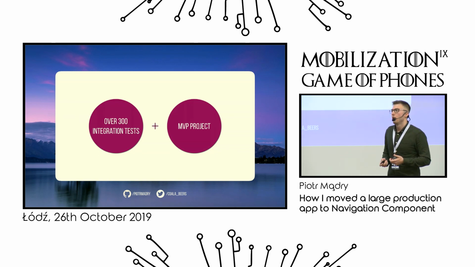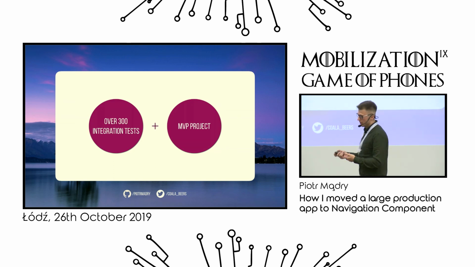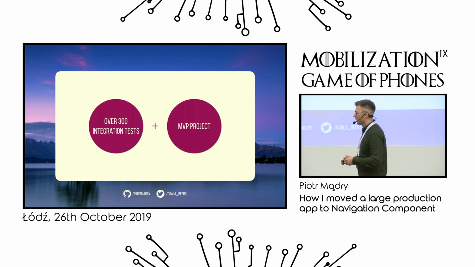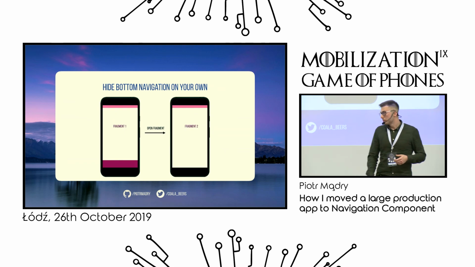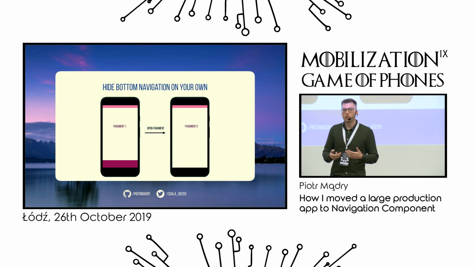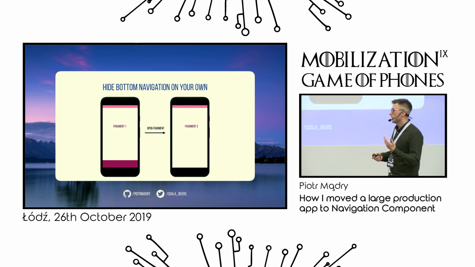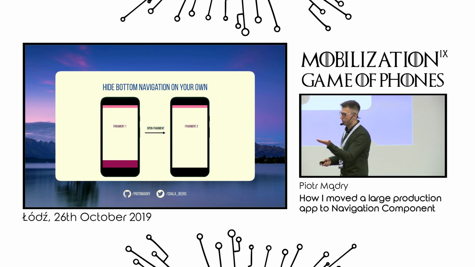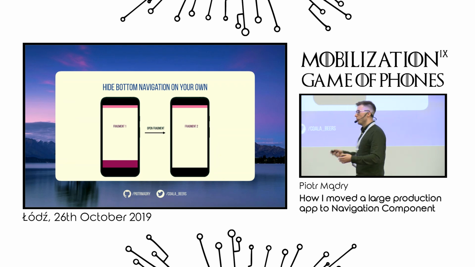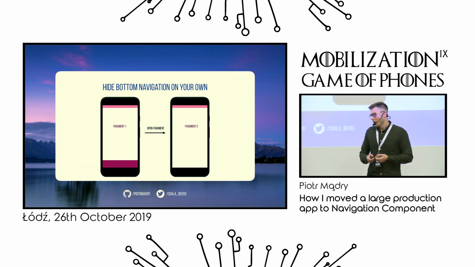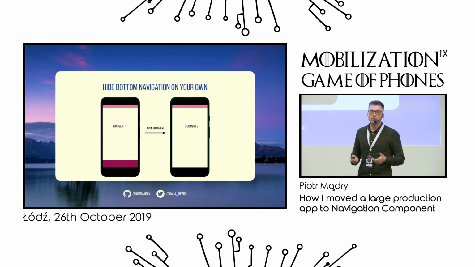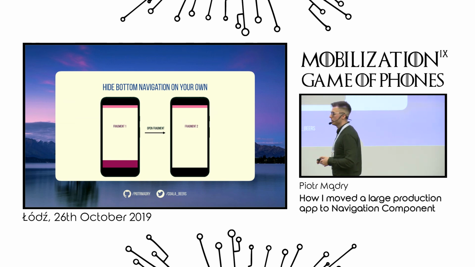Unfortunately, we didn't find all the answers to our questions, and we didn't find solutions for all our problems. From the most basic one, like the fact that we need to hide the bottom navigation on our own. For example, if we have a fragment which is part of the bottom navigation, and we want to open another fragment, we need to find a way to hide the bottom navigation on our own. And there is no such mechanism in the navigation component. And this is totally okay, because not every app behaves like our app.